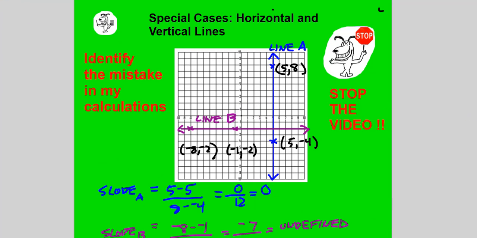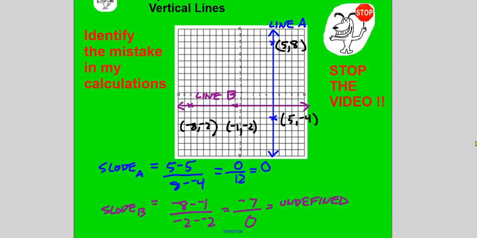Okay, stop the video. Identify the mistakes in my calculations looking at line A and line B. And then we'll go over this. Alright, let's take a look at this. So line A, I have a vertical line, coordinates 5, 8, 5, -4. So what did I do? I took 5 minus 5. So I took delta x over delta y. That's 12, well, I have 0.